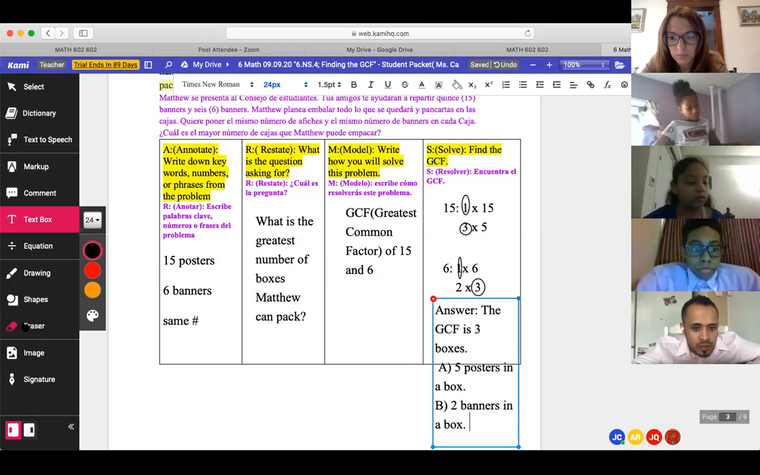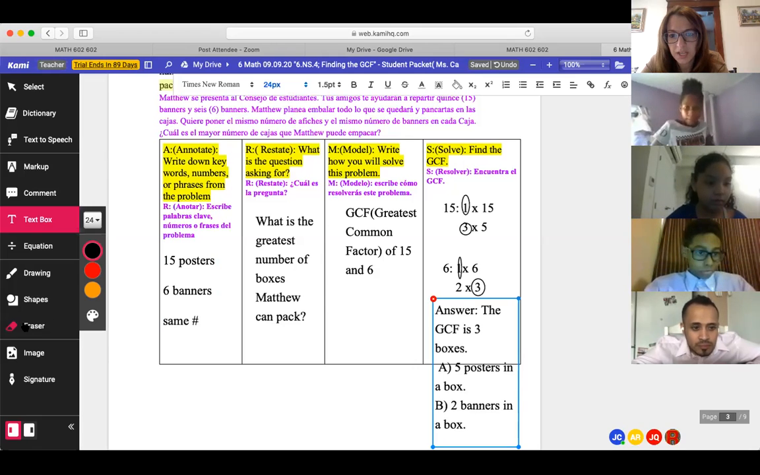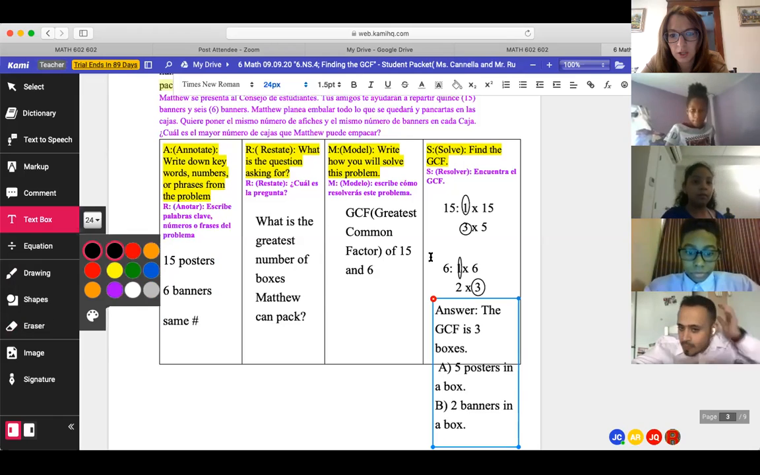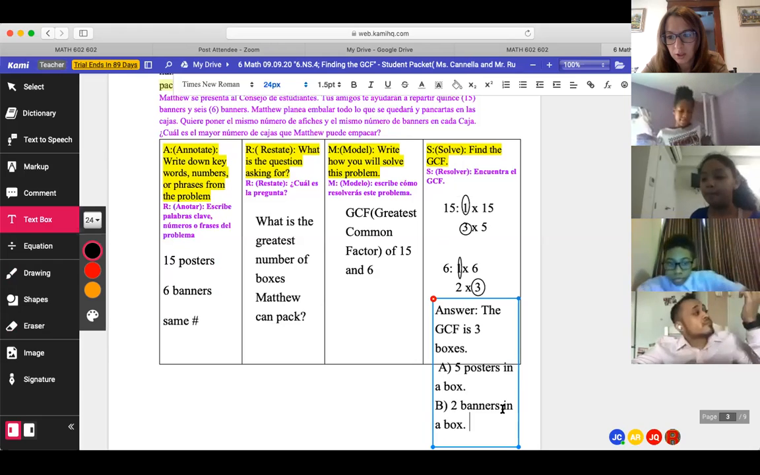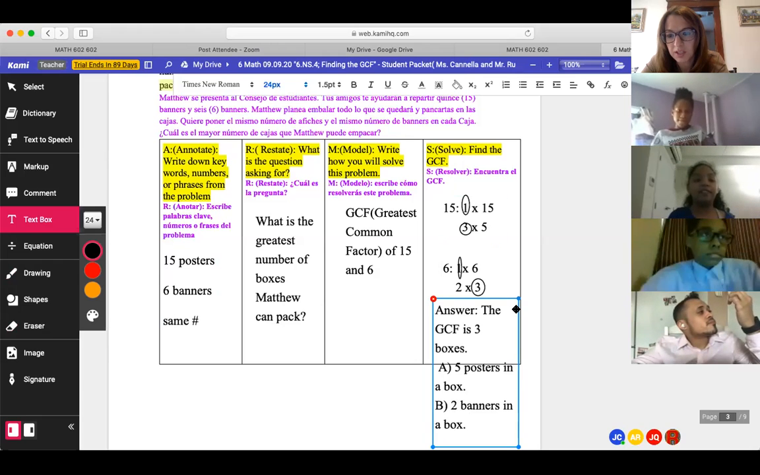Guys, talk. You can unmute yourself. Does everyone understand what we just did and how we started with the GCF of 3 and arrived at 5 posters and 2 banners? Because this is what you have to do in today's work.